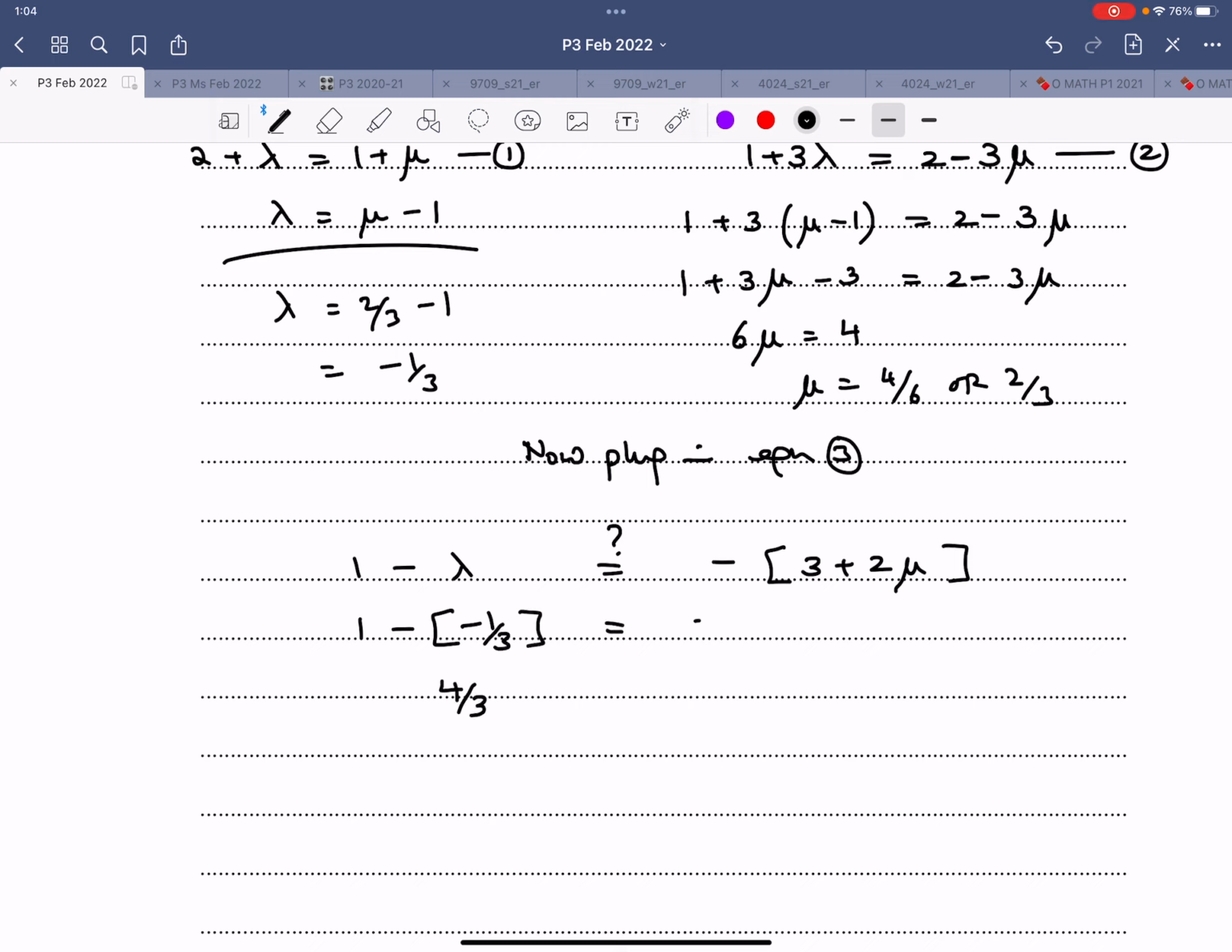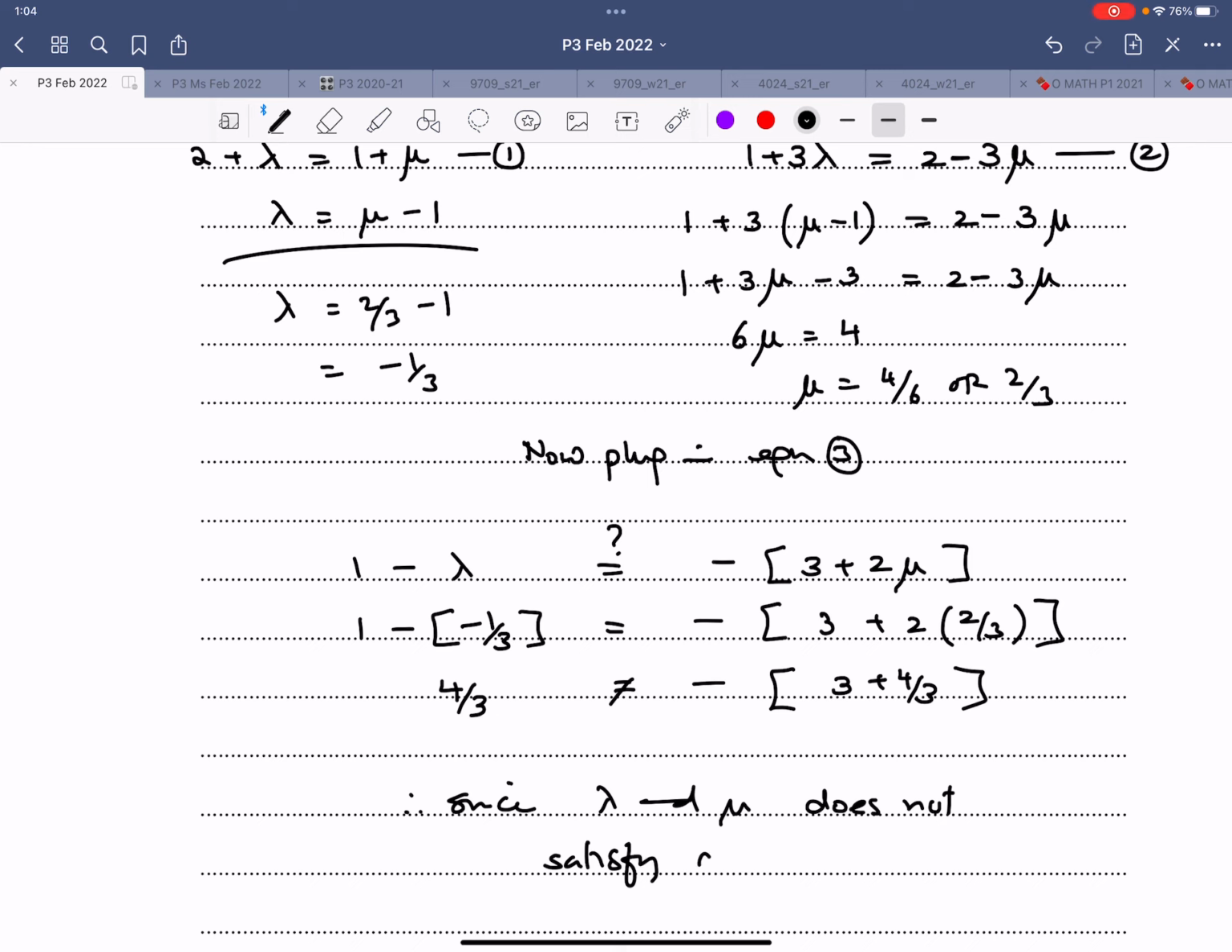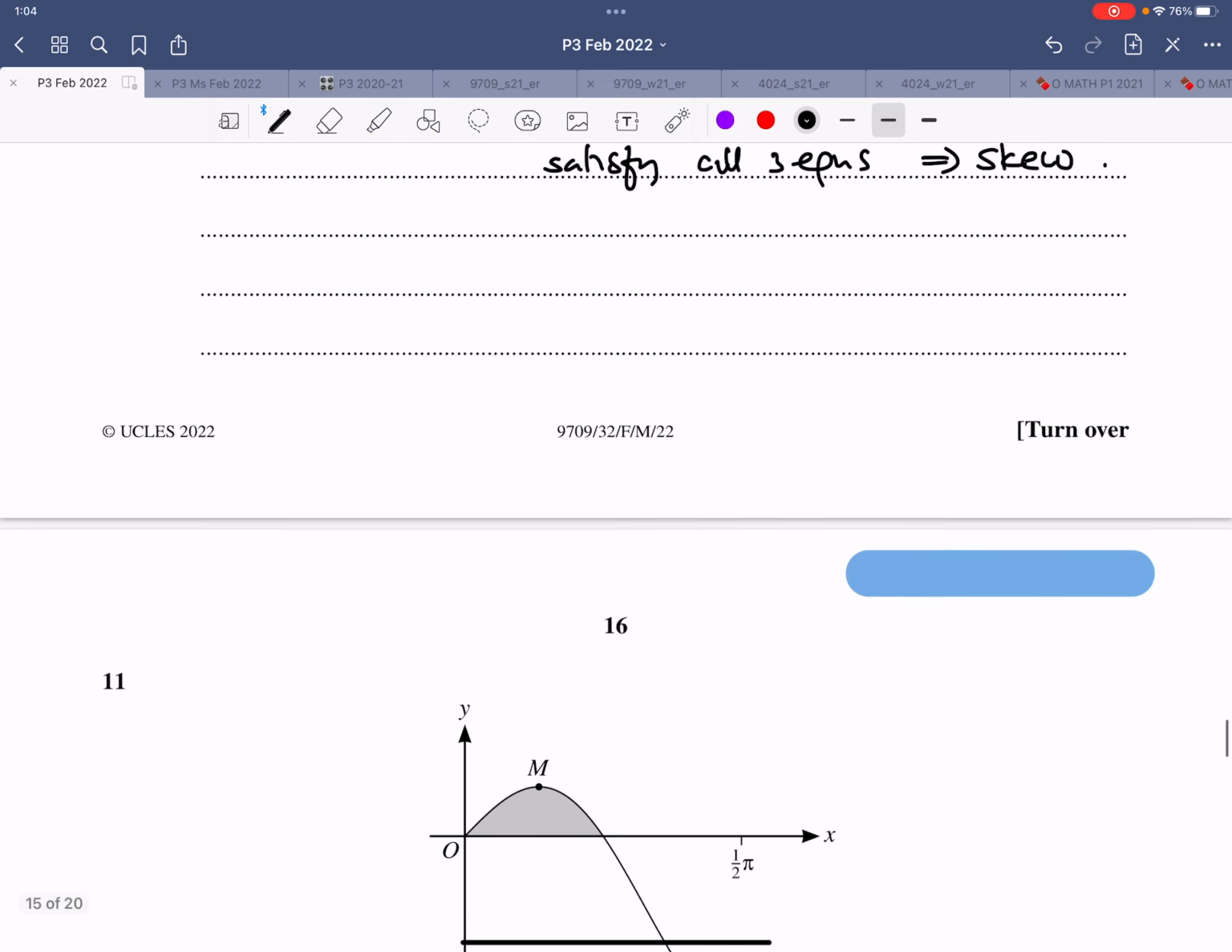Is it equal to minus 3 plus 2 times 2/3? So therefore, this is minus 3, 3 cancel. Sorry, it won't cancel. This is 3 plus 4/3. No, it's not equal. Therefore, since lambda and mu do not satisfy all three equations, the lines are skew lines. So this question is also done.